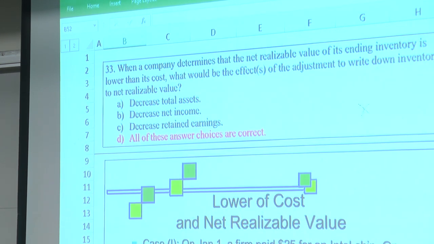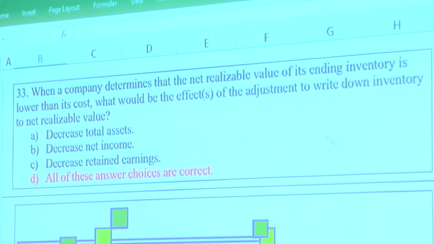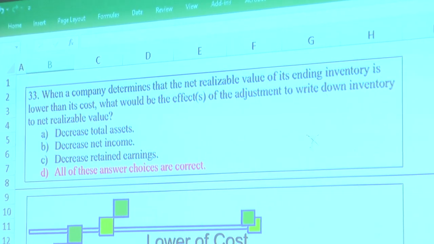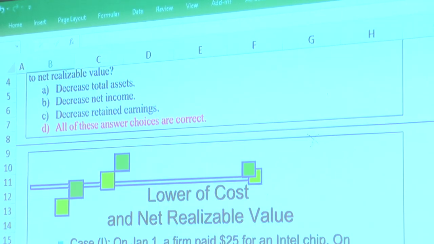Okay, the final question is about the same topic, and it says, when a company determines that the net realizable value of its ending inventory is lower than its costs, what would be the effect of the adjustment to write down inventory to net realizable value? So now they're not asking you to calculate it, they're asking you what the actual entries are.